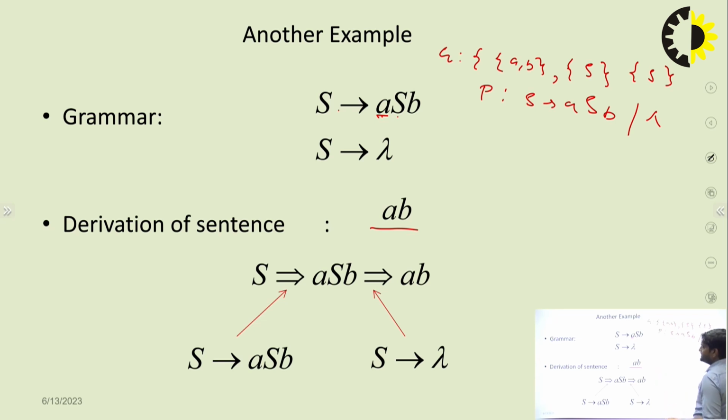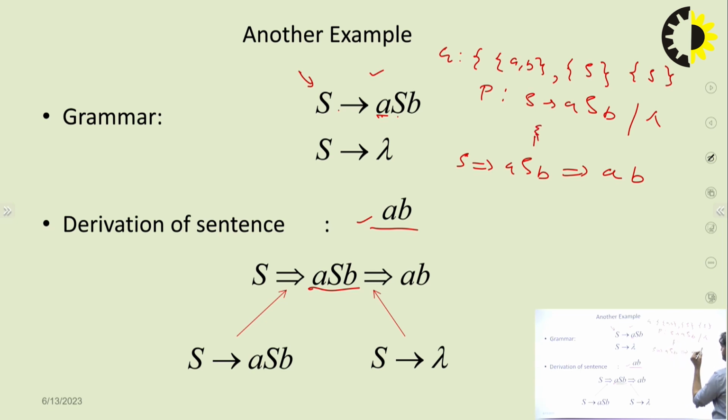Now, how do we generate a string or sentence using the sentential form of a grammar? We use the start symbol of the grammar. S is the start symbol. S produces aSb. Now we replace S by epsilon. The string generated is ab.